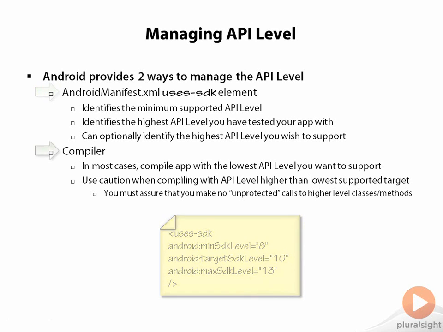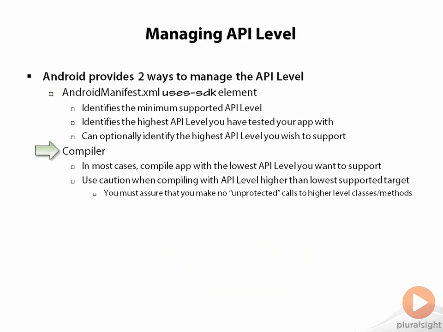The other thing we work with is the compiler. In most cases, we want to go ahead and compile with whatever the lowest level API we want to support is. That way the compiler makes sure we don't use anything that we're not allowed to. In some cases, we may want to go ahead and compile with a higher level API than our lowest because we want to take advantage of features directly inside of our code that are available on higher levels than lower levels. But there's a number of things you have to do to do that well. That's outside the scope of this series.